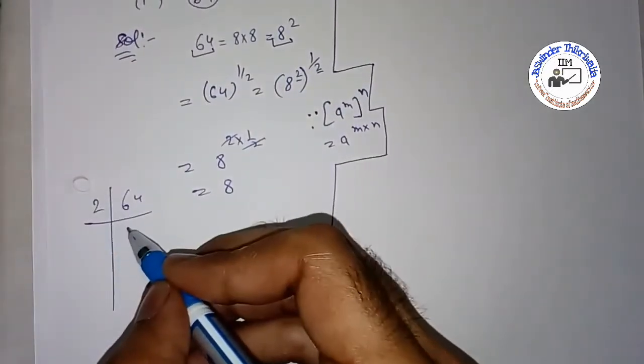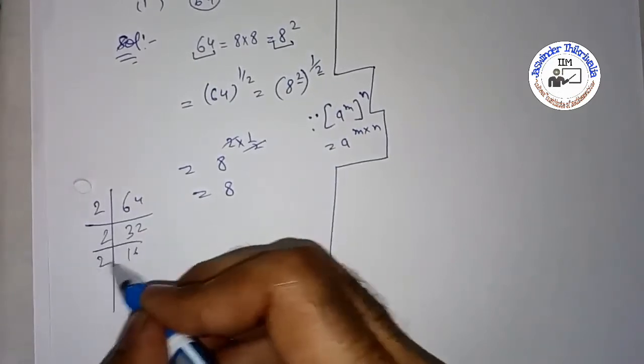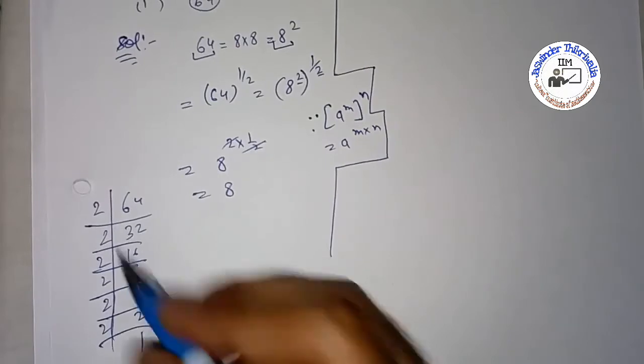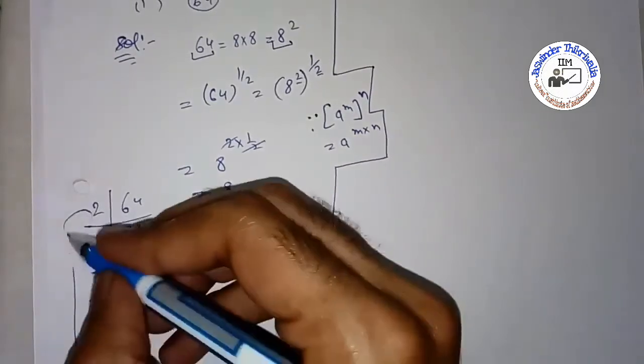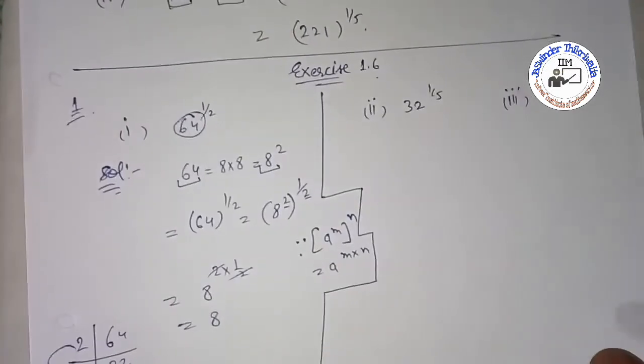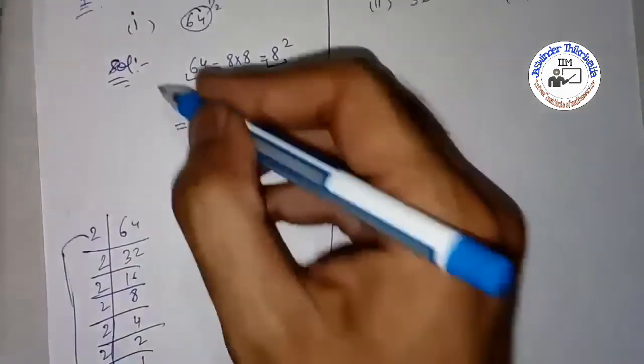I'm telling you, the factors of 64: 2 32, 2 16, 2 8, 2 4, 2 2, 2. In this way you can make their factors. Then it will also be quite easy. Okay, you can change them into 2s, you can also change them into 8s. Okay, this was the first method.